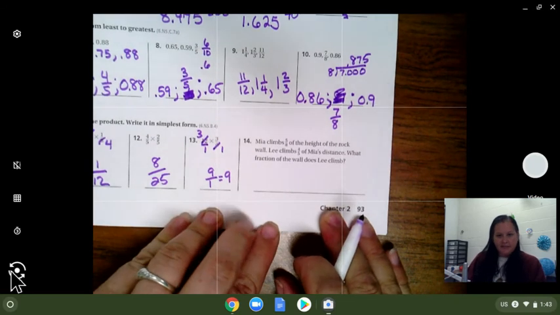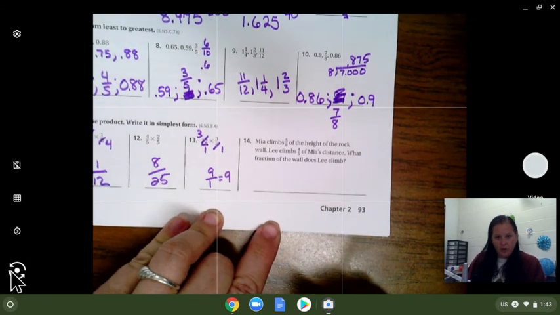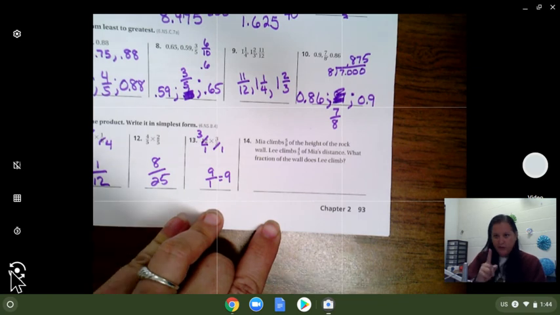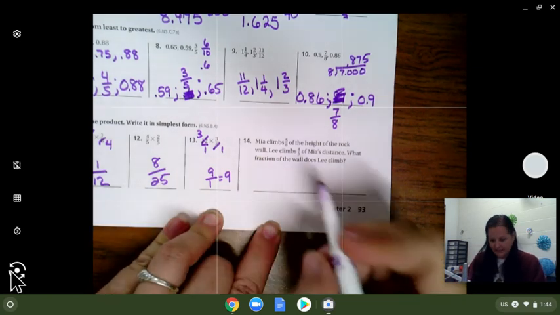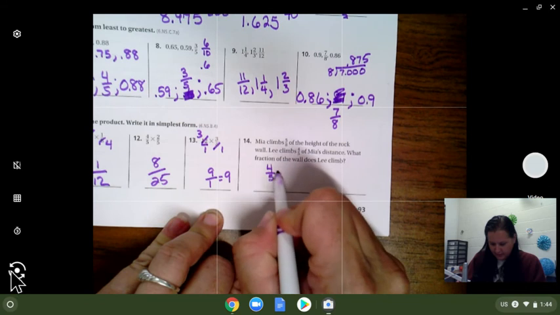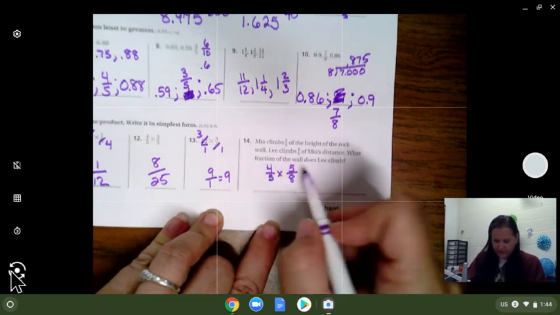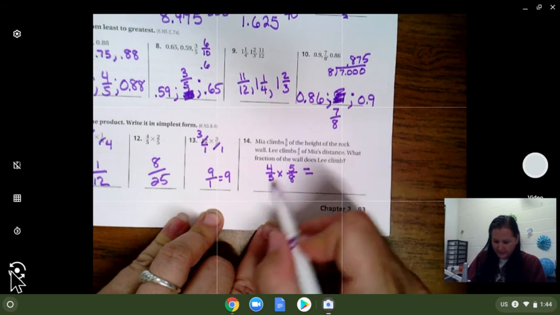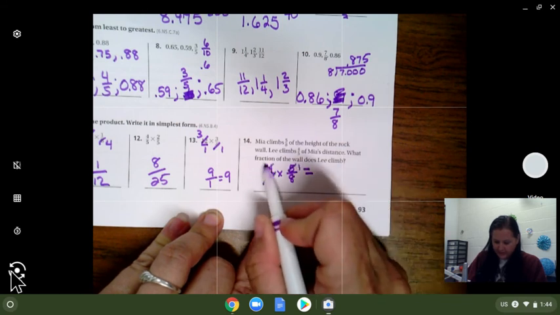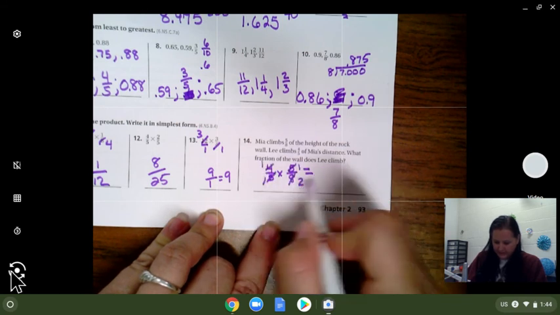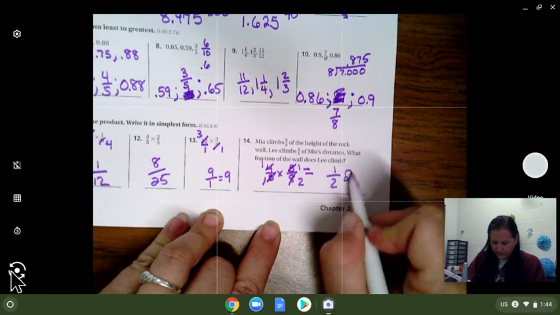Mia climbs 5/8 of the height of a rock wall. Lee climbs 4/5 of Mia's distance. 4/5 of Mia's distance. So of tells us to multiply times her distance. What fraction of the wall does Lee climb? So let's simplify this first. And you should get 1/2 of the wall.